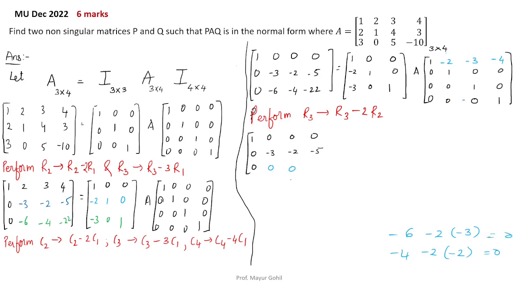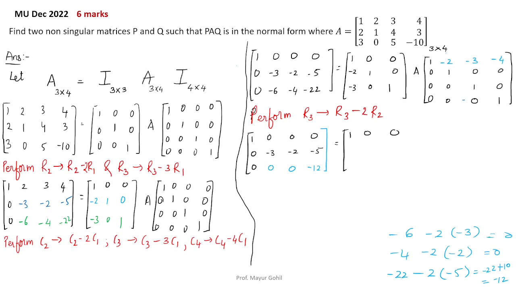Now I have another element here. It is minus 22 minus 2 times minus 5, that is minus 22 plus 10, that is minus 12. So I get minus 12 over here. Okay, so this is the matrix that we get as the answer. Now the next part is here, where a bit of calculation starts.